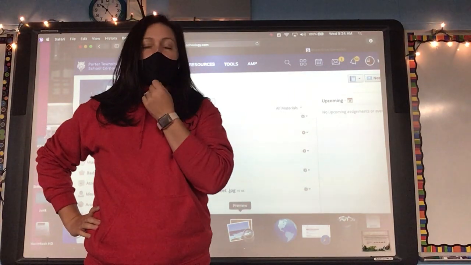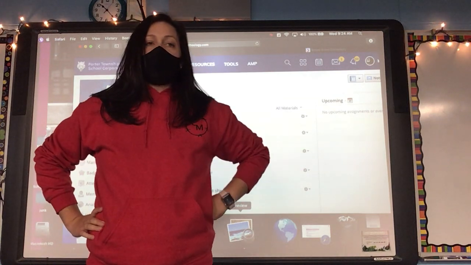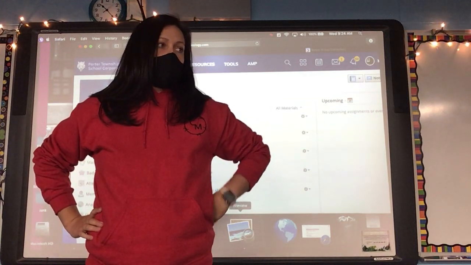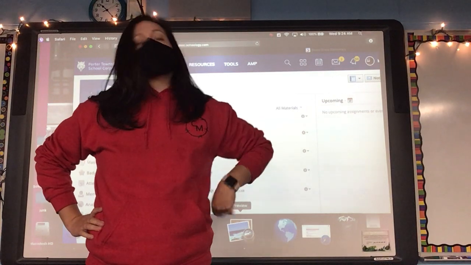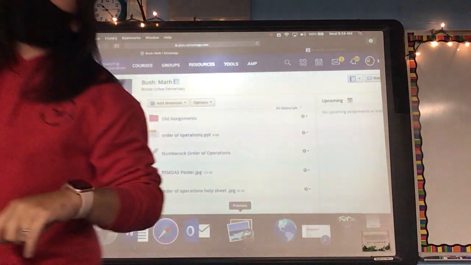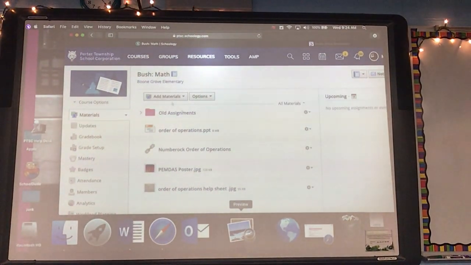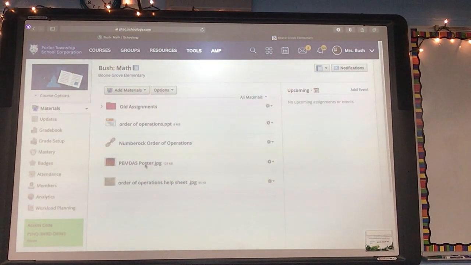My friends in my class and my friends in Mrs. Long's class, I printed off a sheet for you that's going to help you today and on your homework for the next couple days over our lesson. My e-learners, I have it on Schoology also. Or my friends here with me, if you like your iPad better, you can save it to your iPad. It's going to be this poster right here that you want to save. And it's going to be this help sheet right here. And you can save those to your iPad.